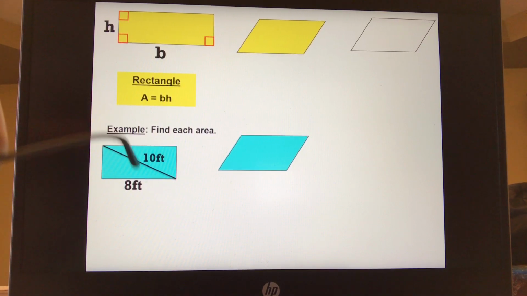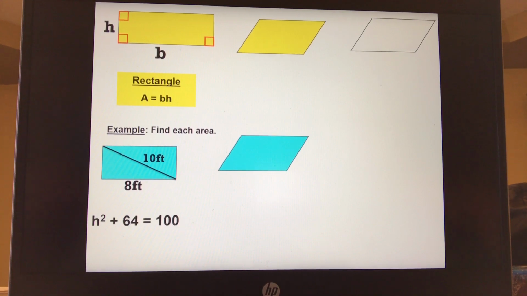You do have the base on this one. 8's the base. You don't have the height. A little Pythagorean theorem allows you to find that height. You'll notice the height is a little smaller than the base. So if you do 8 squared plus b squared equals 10 squared, you should end up with 6.